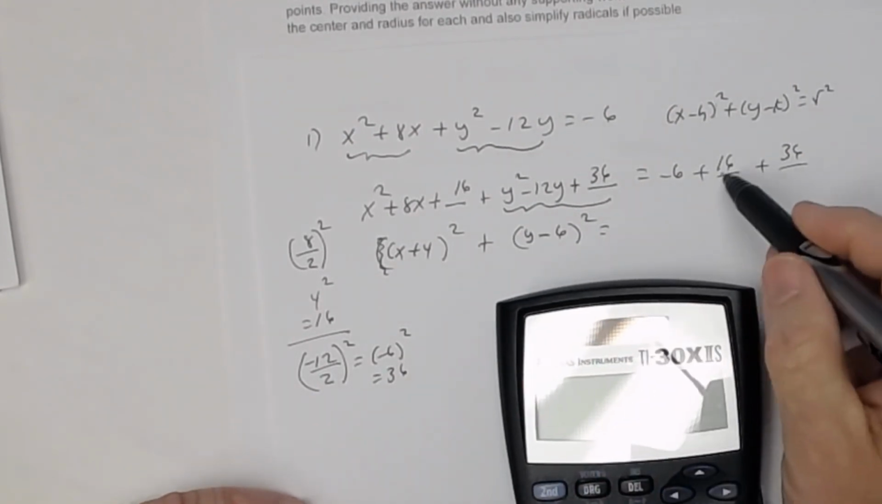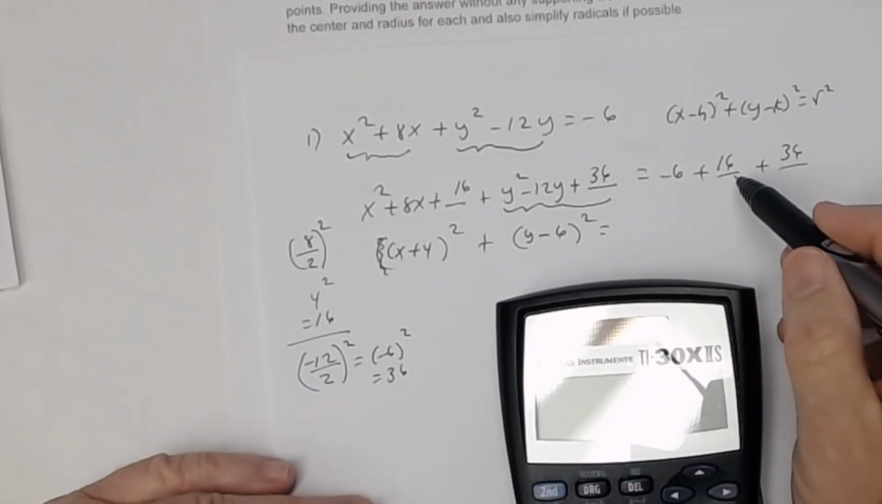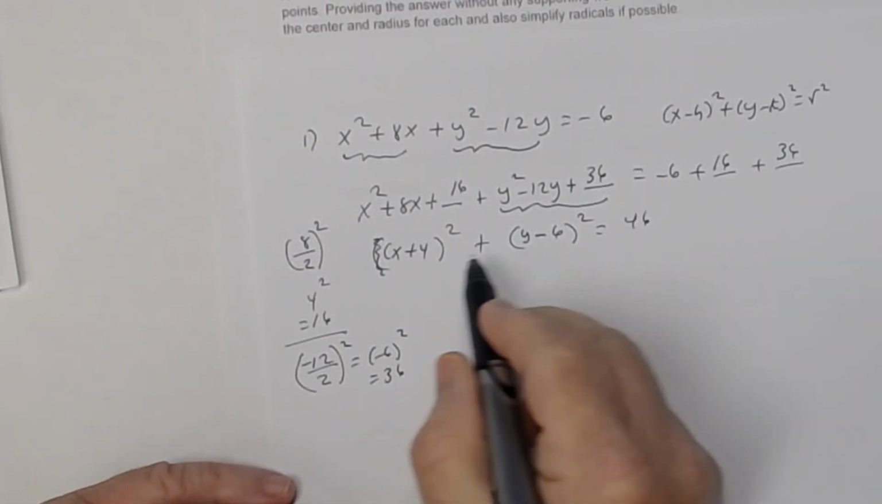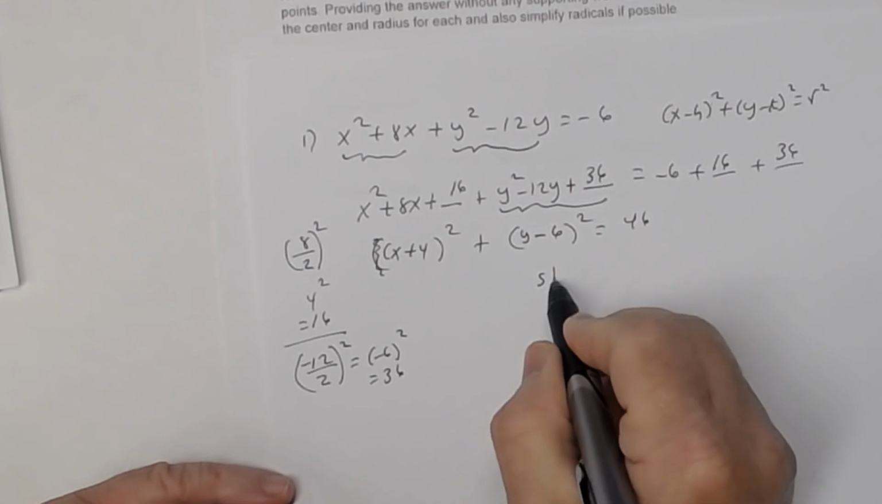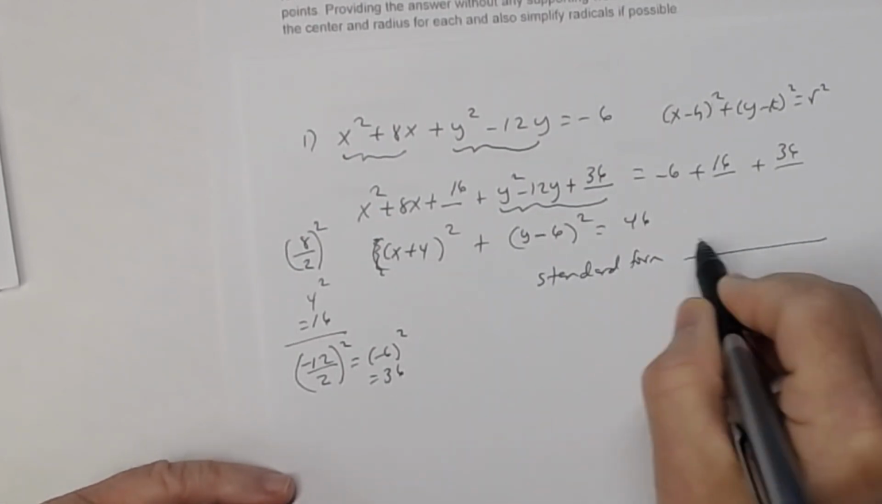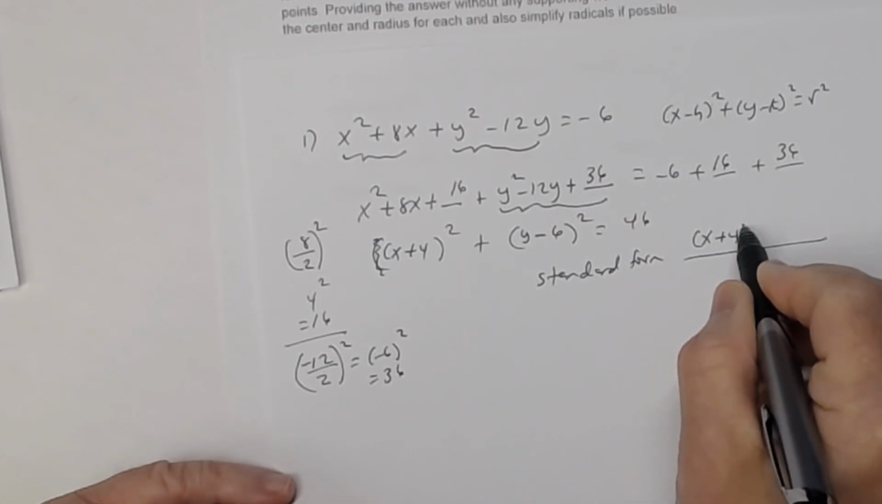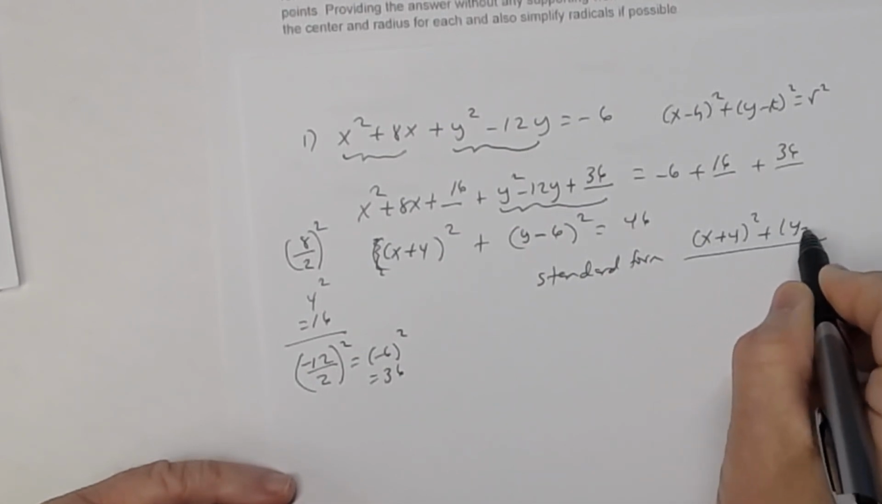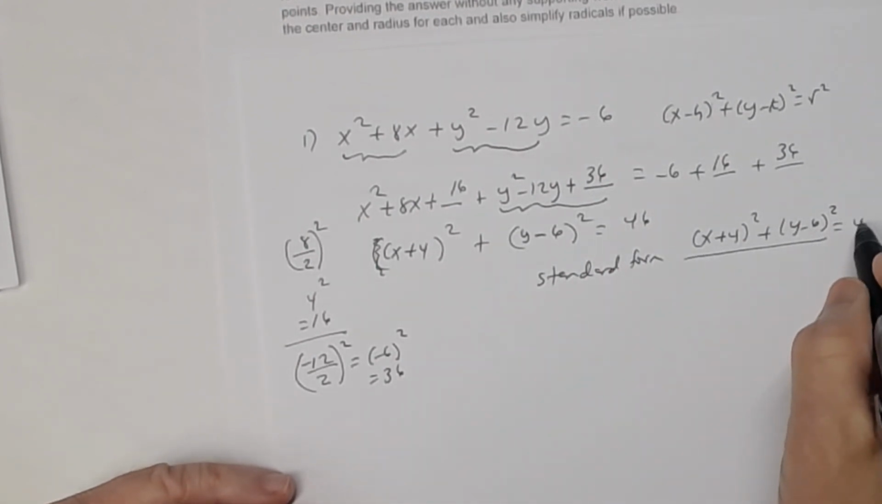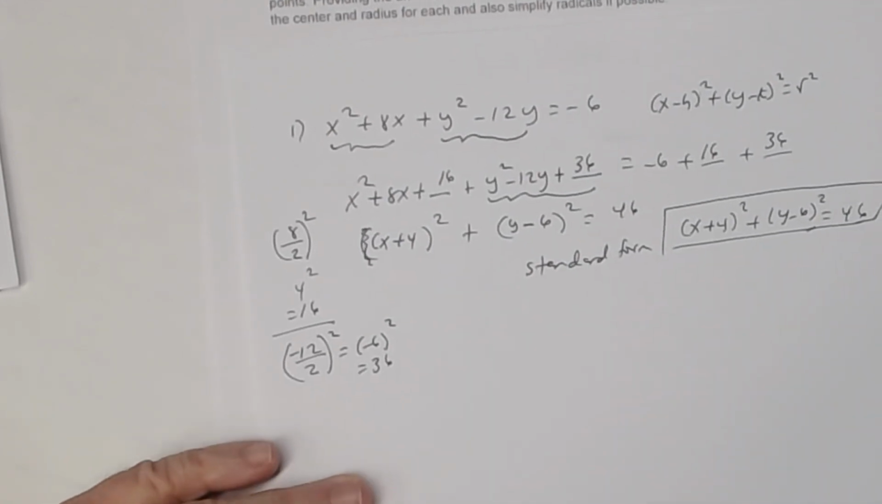So negative 6 plus 16 is 10, right? 10 plus 36 is 46. So you can use your calculator. And so that's it. So your standard form then would be x plus 4 squared plus y minus 6 squared equals 46. So there's your answer. There's your standard form.